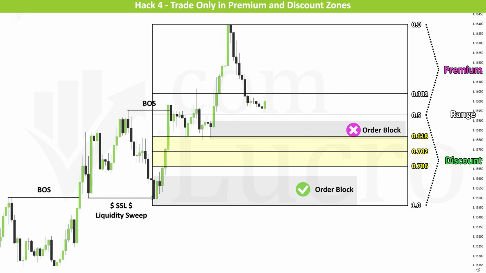In a bearish market structure, you should focus on supply zones within the premium area, which is the upper portion of the range. This approach helps filter out weaker setups and keeps your focus on the areas that offer the best risk to reward opportunities.